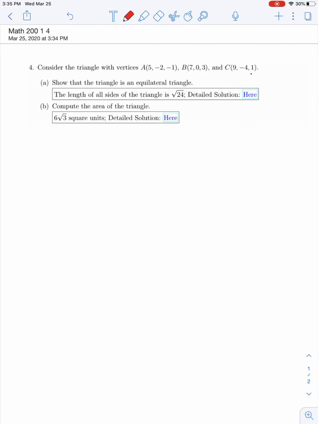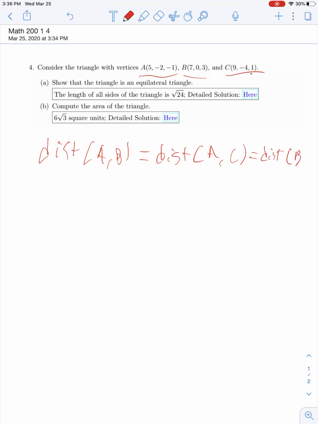Okay, so back here with question number 4 on homework number 1, we're trying to show that these points give us an equilateral triangle. So if you want, you can draw this out, but it's going to be pretty easy to show algebraically. All we have to do is show that the three side lengths, so the distance between A and B, is equal to the distance between A and C is equal to the distance between B and C. So all we have to do is calculate those three things.